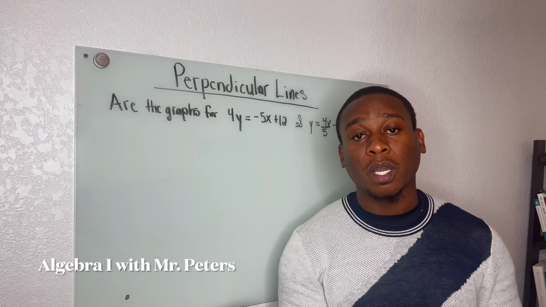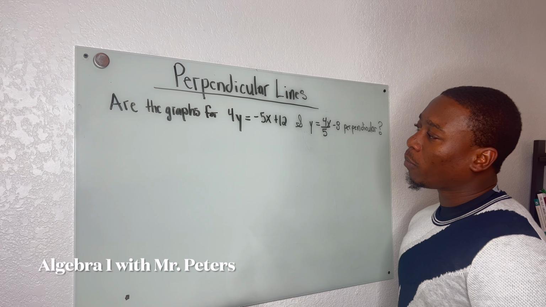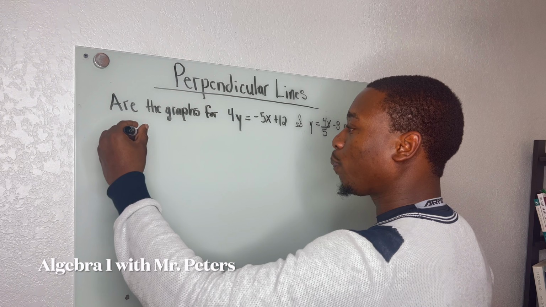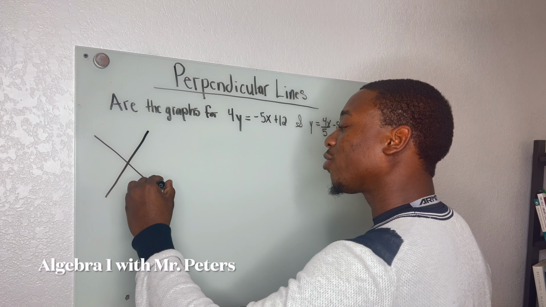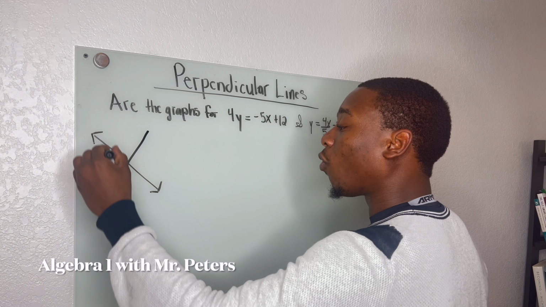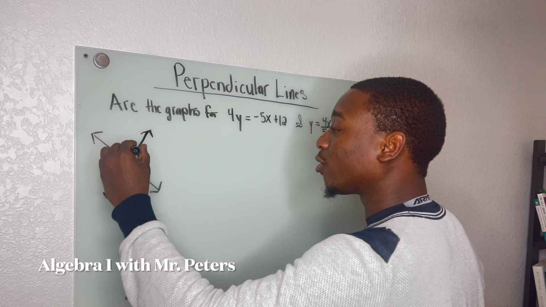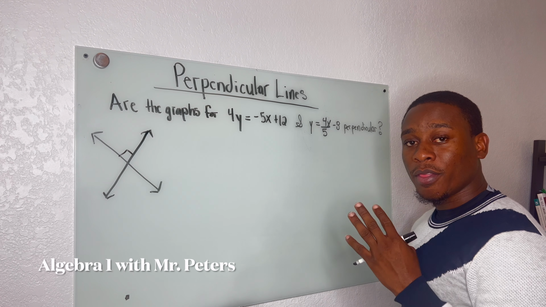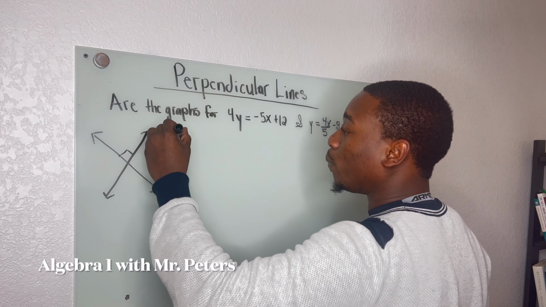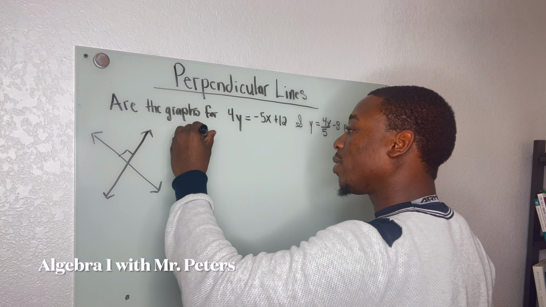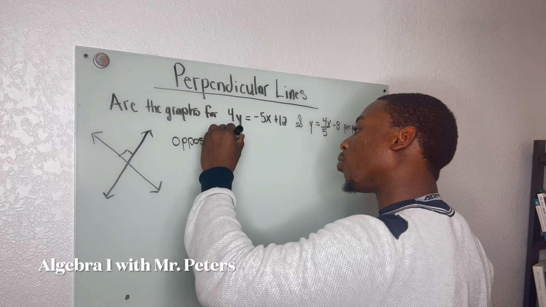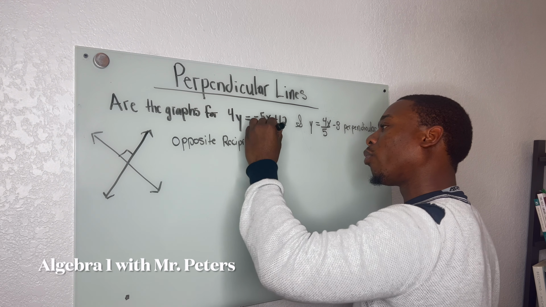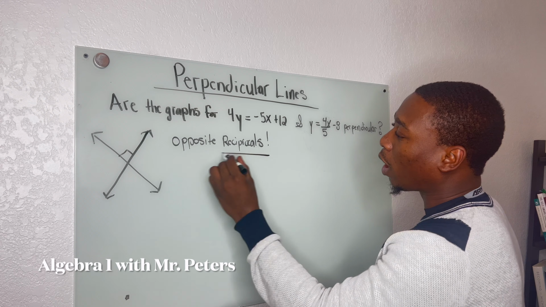Today, we're going to be talking about perpendicular lines, and I'm going to show you guys how to determine if lines are perpendicular. So first, perpendicular lines are lines that intersect and will form right angles where they intersect, okay? And for lines to be perpendicular, their slopes have to be opposite reciprocals.